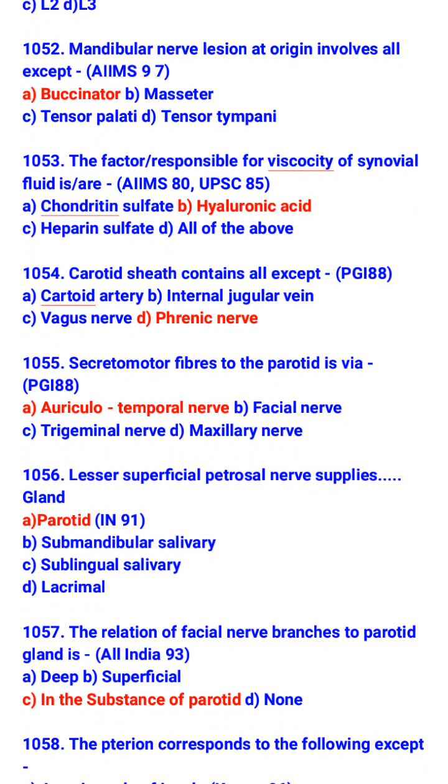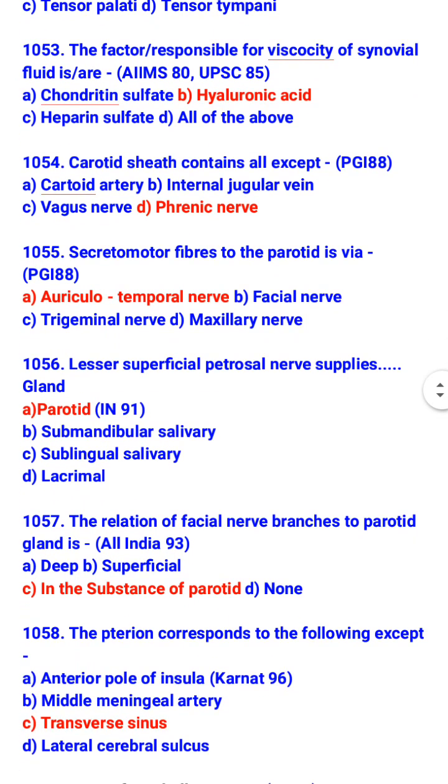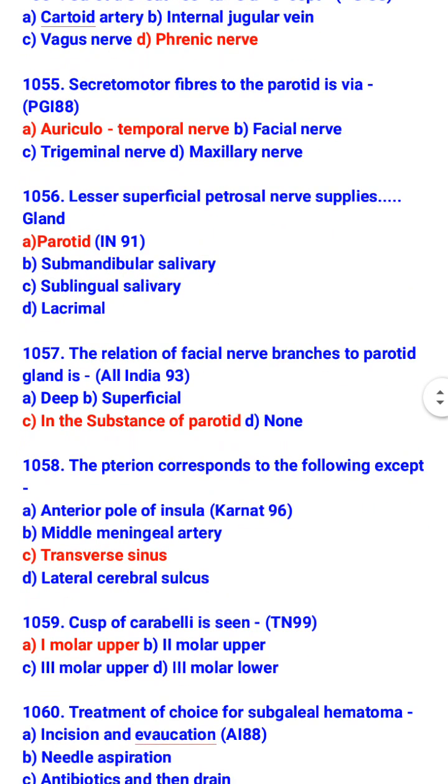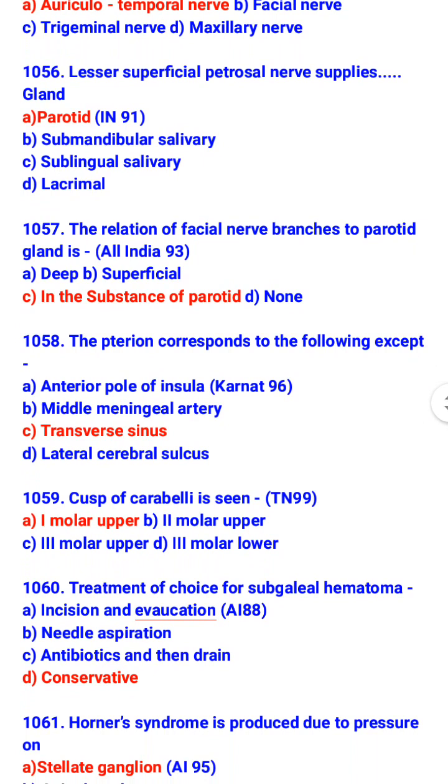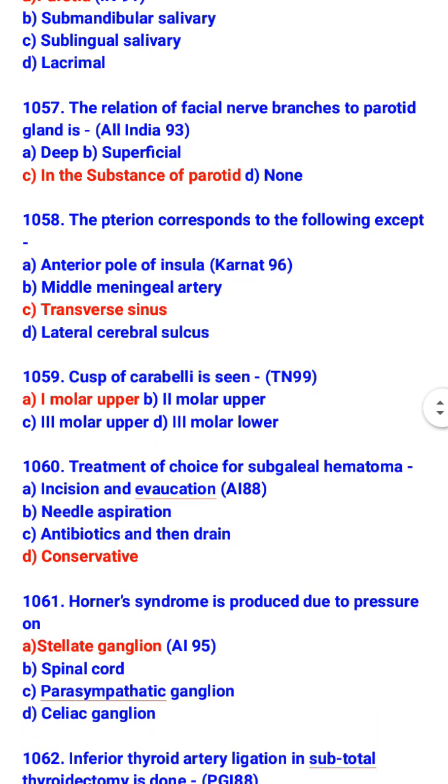Secretomotor fibers to the parotid is via auriculotemporal nerve. Lesser superficial petrosal nerve supplies parotid gland. The relation of facial nerve branches to parotid gland is in the substance of parotid. The pterion corresponds to the following except transverse sinus. So the pterion corresponds to the anterior pole of insula, middle meningeal artery, and lateral cerebral sulcus.